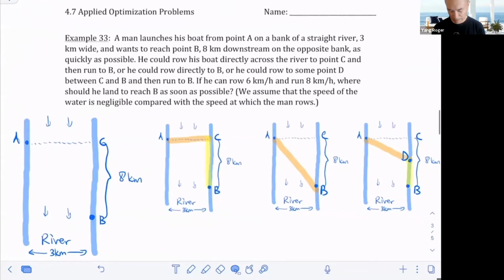So they say, if he can row 6 kilometers per hour and run 8 kilometers per hour, where should he land to reach B as soon as possible? We assume that the speed of water is negligible compared to the speed at which the man rows. All right, fine.